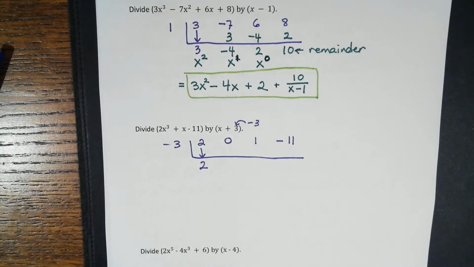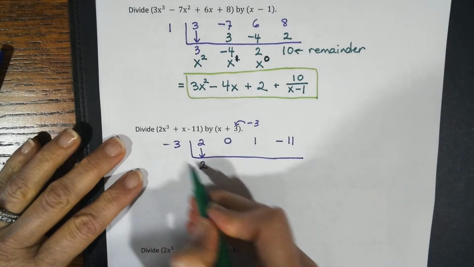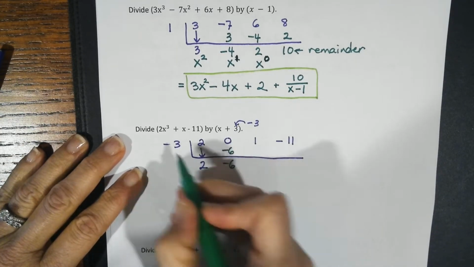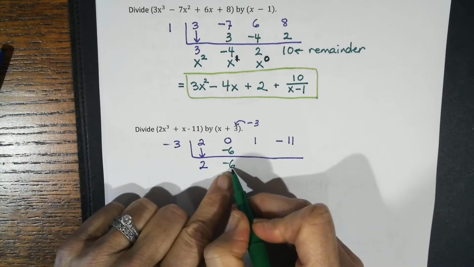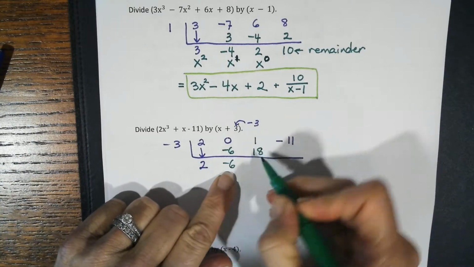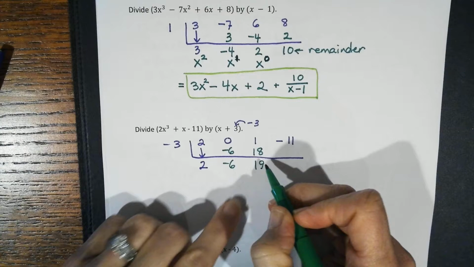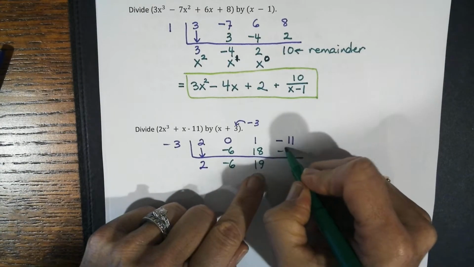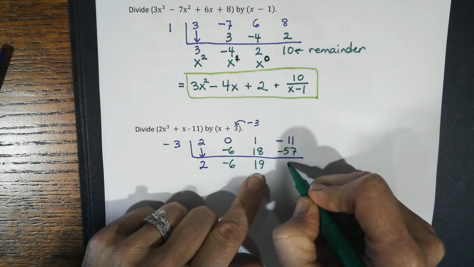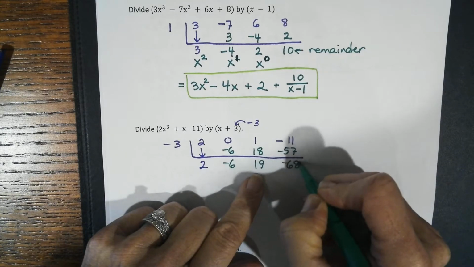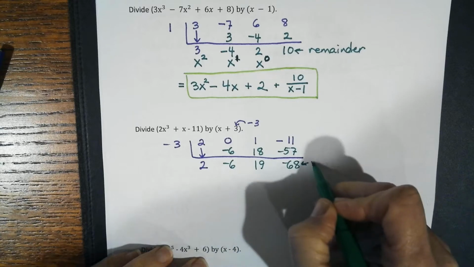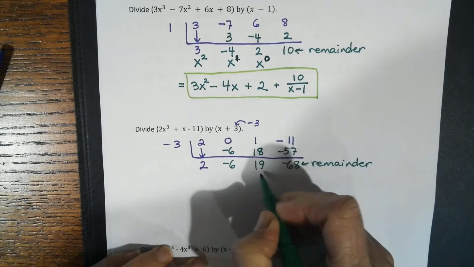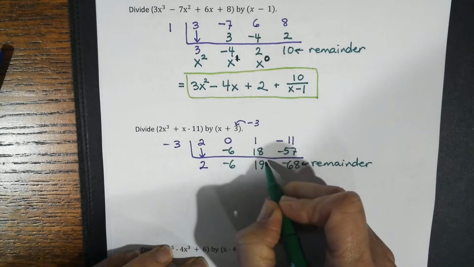So let's repeat our steps here. Negative 3 times 2 goes here. Combine. Negative 3 times negative 6 goes here, combine. Negative 3 times 19 goes here, combine. This is my remainder. This is my constant.